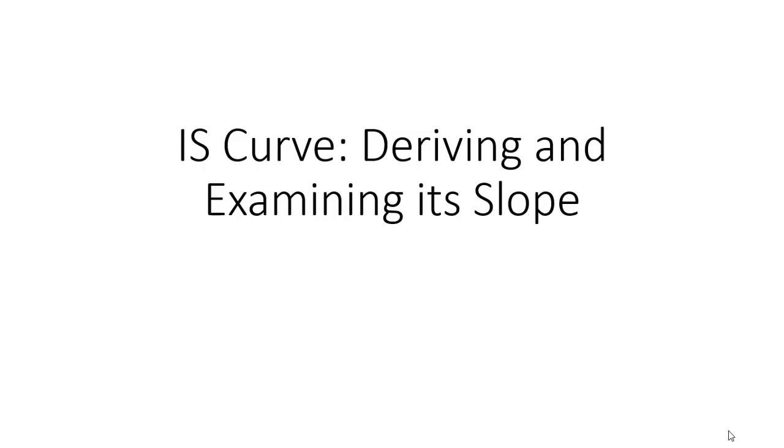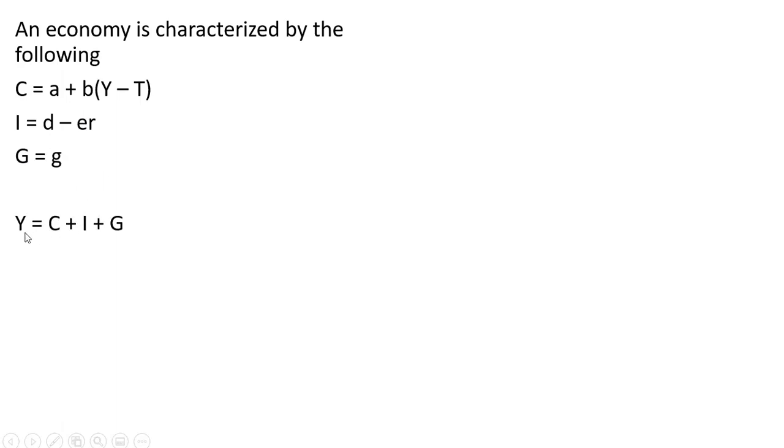Hello, in this video we're going to derive and examine the slope of the IS curve. We have an economy characterized by the following: consumption function, the investment, government purchases. Goods market equilibrium occurs when this condition is met, so we're going to substitute in our equations on top here into this formula to get the following.